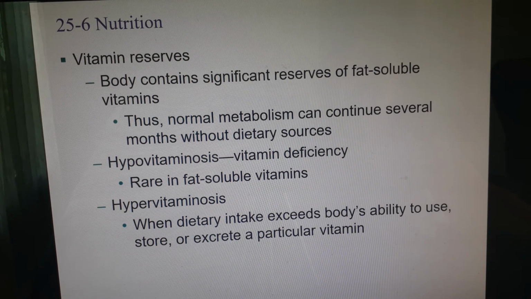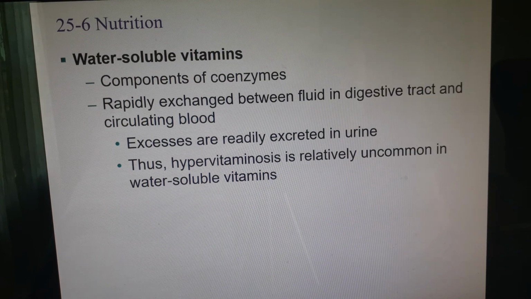Hypovitaminosis is vitamin deficiency. And because you can store them in your body, this usually doesn't happen with the fat-soluble vitamins. Hypervitaminosis is when you have too much and you've exceeded your body's ability to use or excrete a particular vitamin. That might happen with the fat-soluble vitamins.